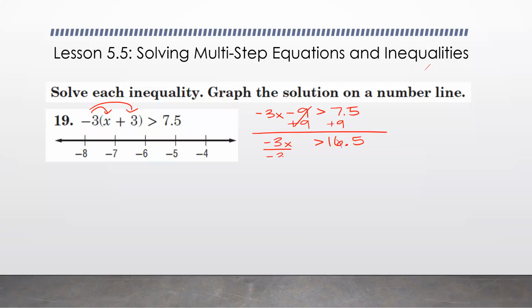Okay, now I'm dividing by a negative 3. So that means I'm going to flip the direction of my inequality. Okay, so now I'm going to say x is less than, and when I divide 16 and 5/10 by negative 3, I end up with negative 5.5. So when I graph that, negative 5.5 is going to be here, and this is an open circle because it's less than. X is less than negative 5.5. So everything to the left is going to be shaded. Okay.